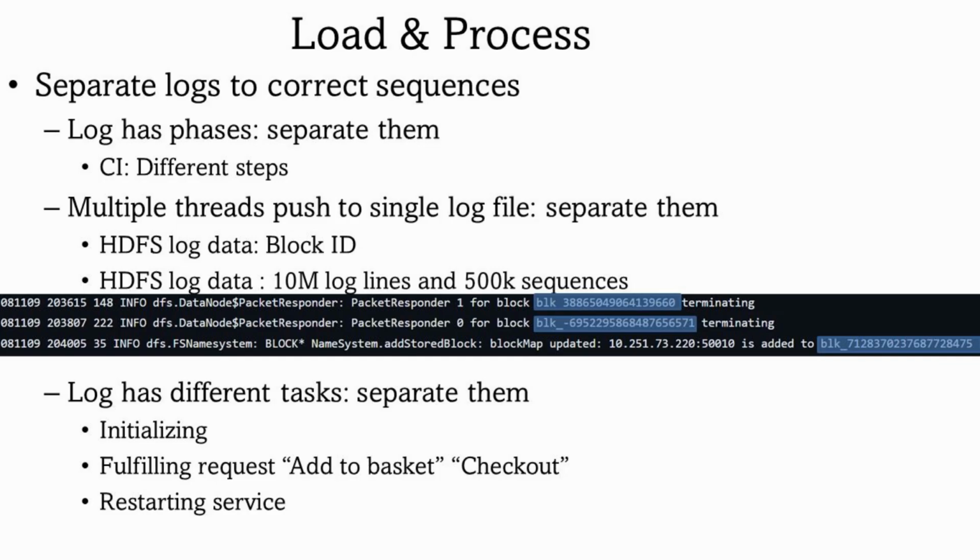Third, different parts of logs can reflect different tasks within the same file, such as initialization, fulfilling specific requests, like add to basket or checkout, or restarting services. Identifying and isolating these tasks allows targeted analysis of specific functionality or issues. This separation may be necessary as a foundation for accurate and efficient log analysis, but its relevance depends on the specific system being analyzed.